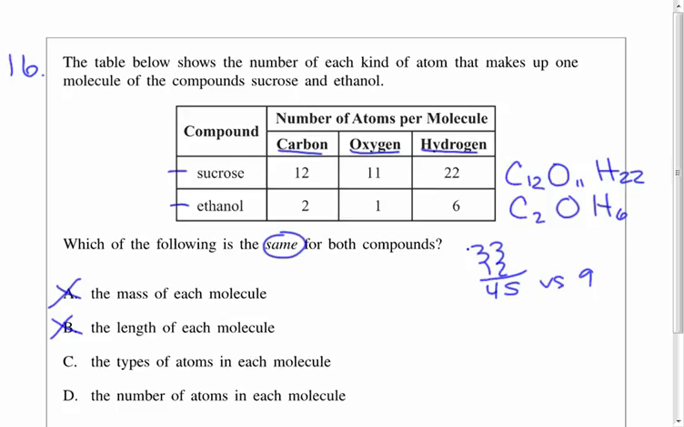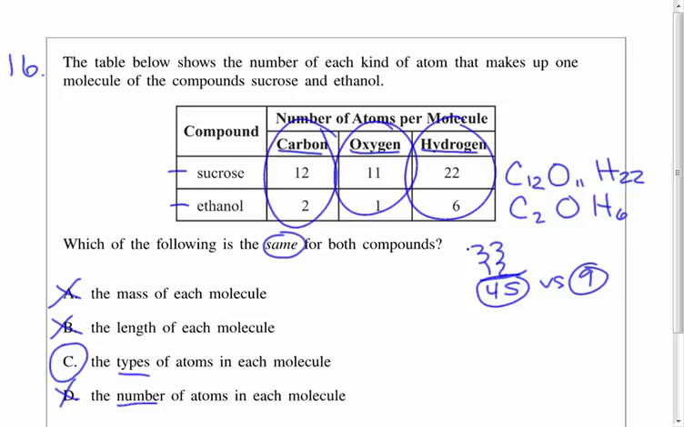When we count up the number of atoms in each one of our molecules, we just did that. We're going to have 45 atoms in the sucrose, 9 in the ethanol. They do not have the same number, but they do all have the same types of atoms. They all have carbon, oxygen, and hydrogen.